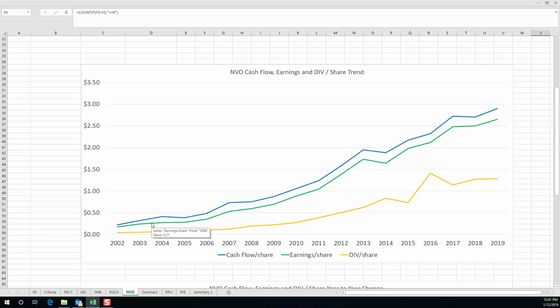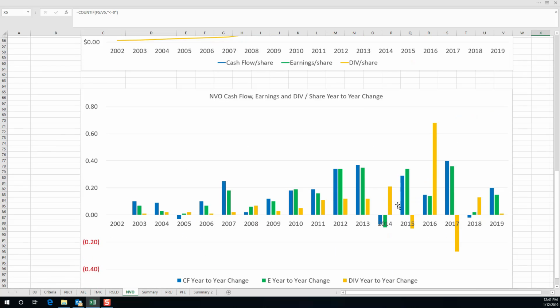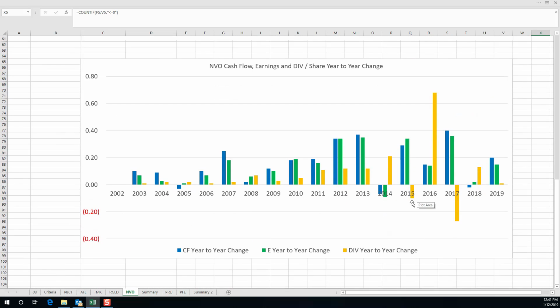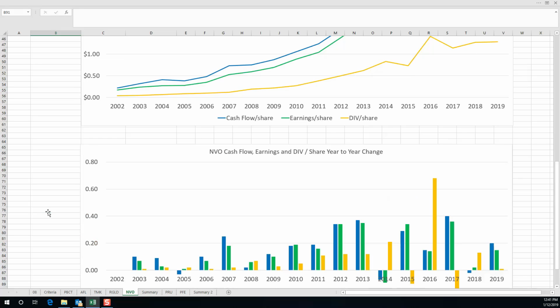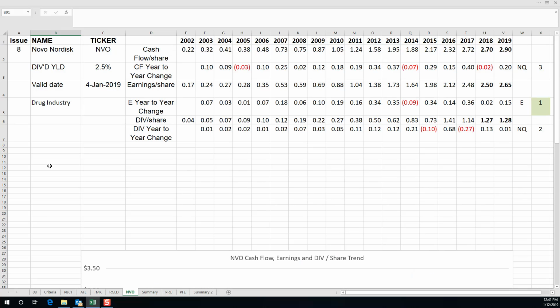Boy, that's a nice uptrend for cash flow and earnings. And the dividends aren't that bad either, but they didn't meet our qualification with 2 down years here. All right, so there's the 2 negative year over years for dividends that threw them out. But if you look at cash flow, yep, oh man, there's 1, there's 2 for cash flow, but the earnings, there's only 1 green bar below the 0 line, so they are in as an E1. Novo Nordisk. If you're looking for exposure into the drug industry, maybe they're a good candidate.